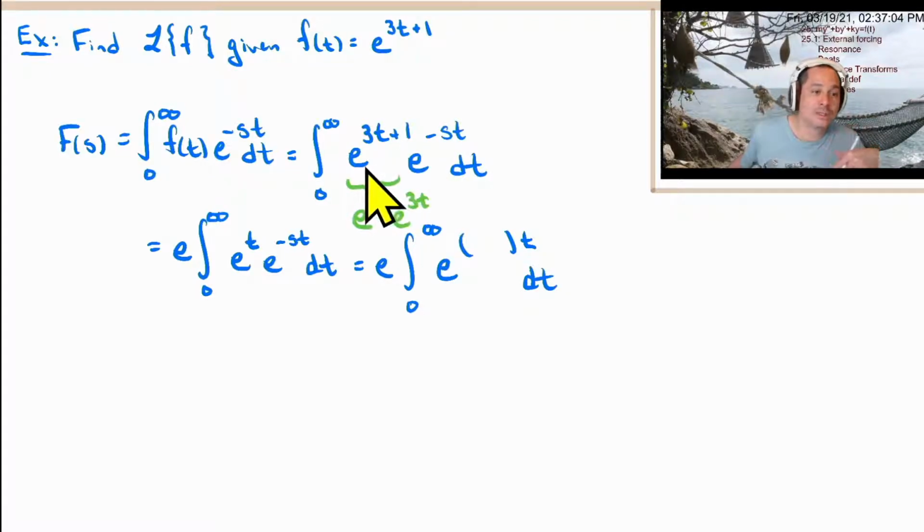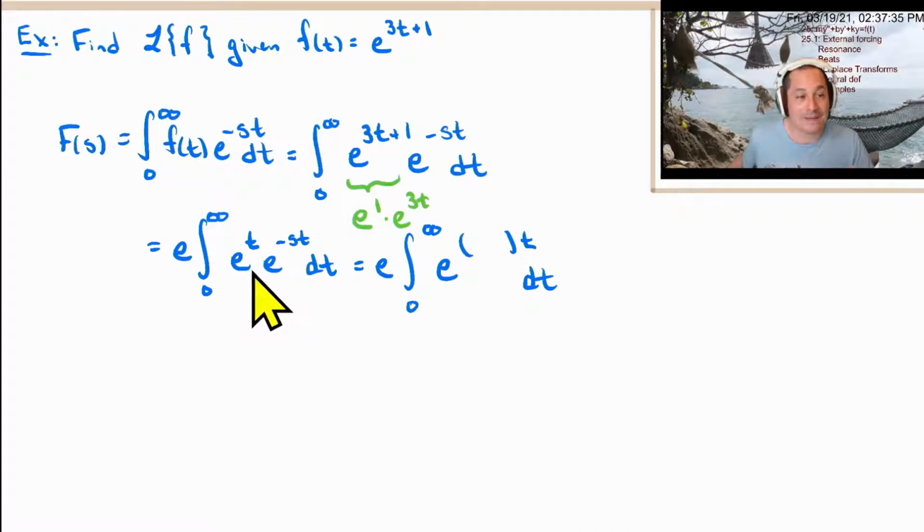What do I want to notice about e to the 3t plus 1? Well, that can factor into e to the 1 through exponential rules times e to the 3t. Now this e to the 1 doesn't have any t's in it anymore, so it's a number. And that number doesn't care if it's sitting inside the integral or out, so I pull it out. So now I have e times the integral from 0 to infinity of e to the 3t times e to the negative st dt. And so what am I going to do?